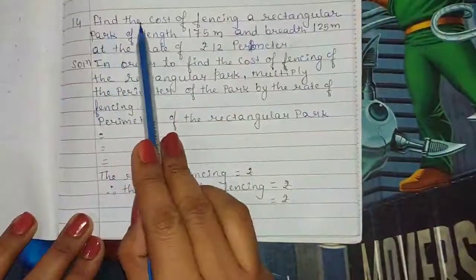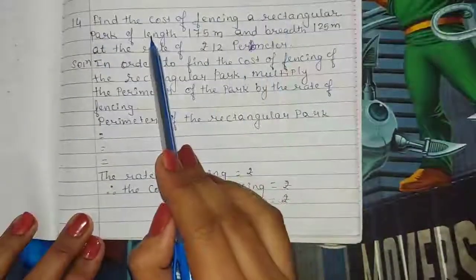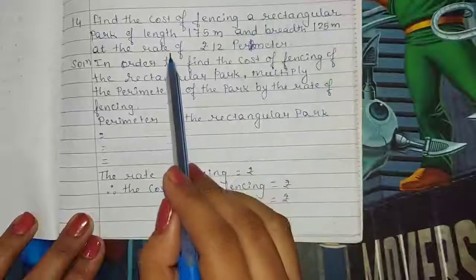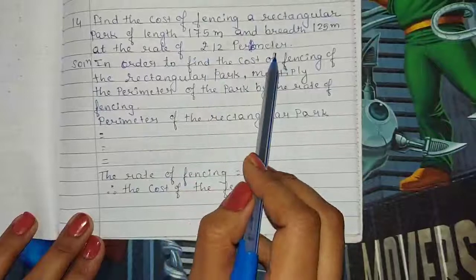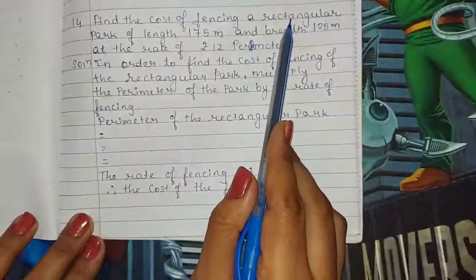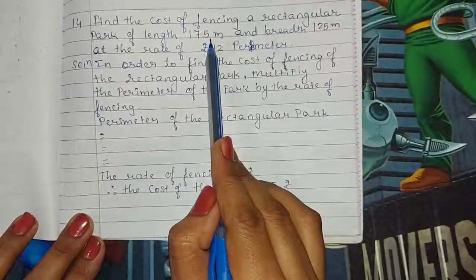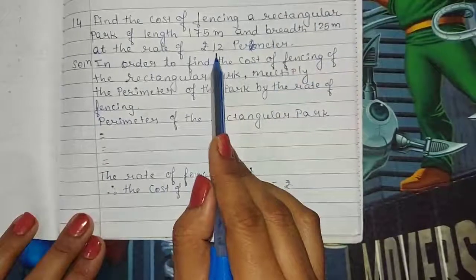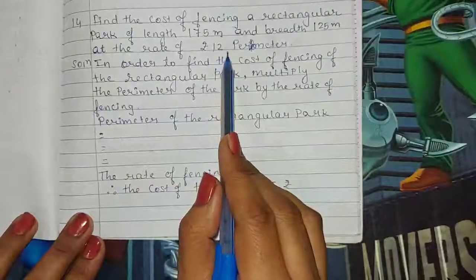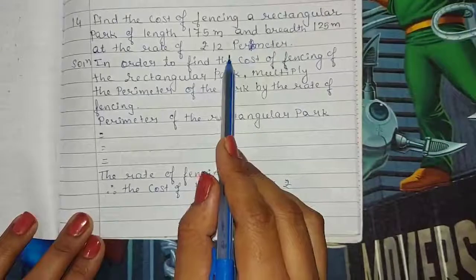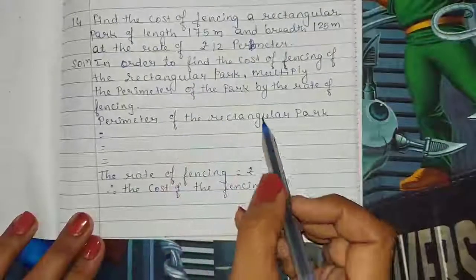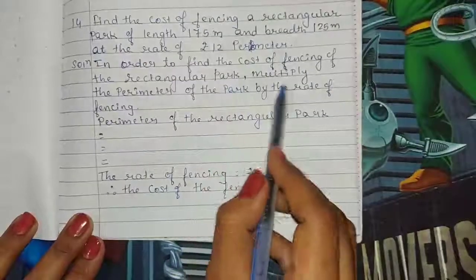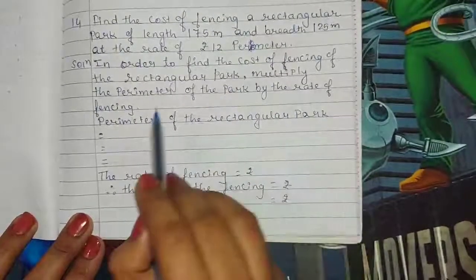Question number 14. Find the cost of fencing a rectangular park of length 175 meter and breadth 125 meter at the rate of rupees 12 per meter. So here the park is of rectangular shape. Length is given 175 meter and breadth is 125 meter. The rate is rupees 12 per meter. So first of all we will find the perimeter of the rectangle and then multiply it by the given rate. In order to find the cost of fencing of the rectangular park, multiply the perimeter of the park by the rate of fencing.